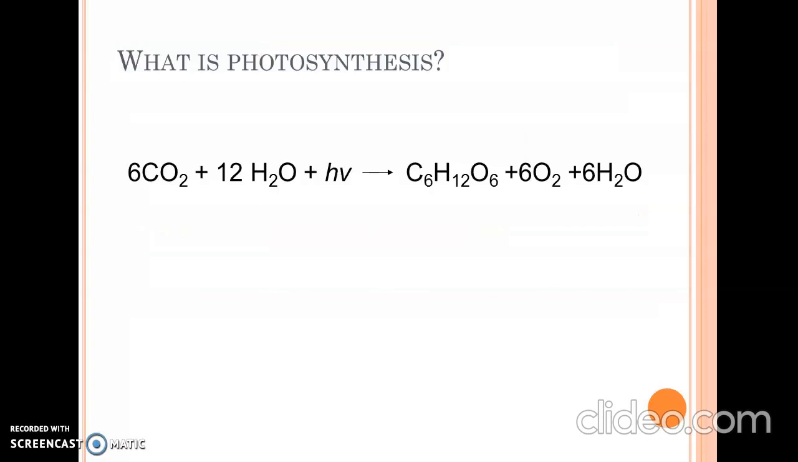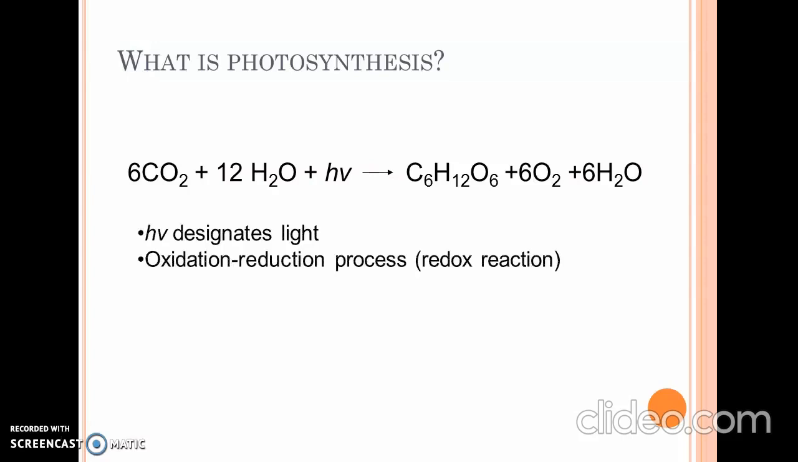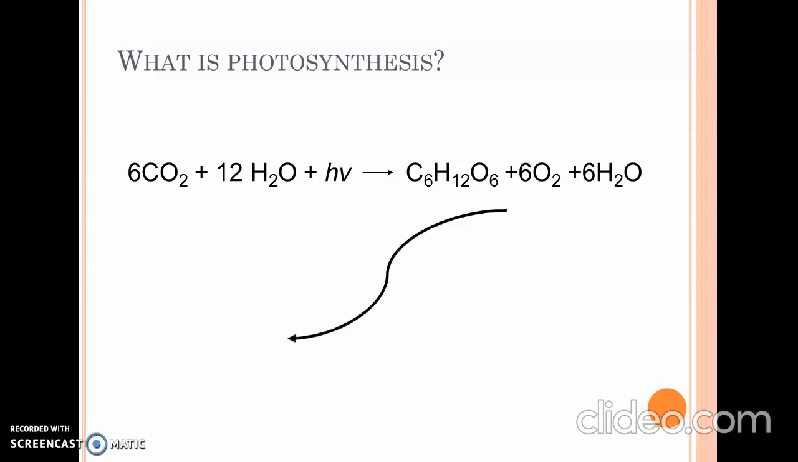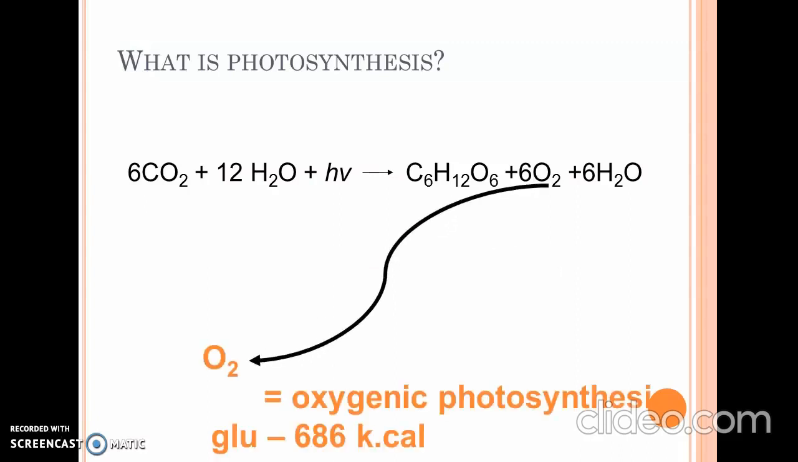So coming to the basic chemical equation of photosynthesis, here the carbon dioxide reacts with water in the presence of sunlight to form a simple sugar, and oxygen is released as a byproduct and water. So here the light energy is depicted in the form of hν. Then this is an oxidation and reduction process where the oxygen is a byproduct and glucose is synthesized.